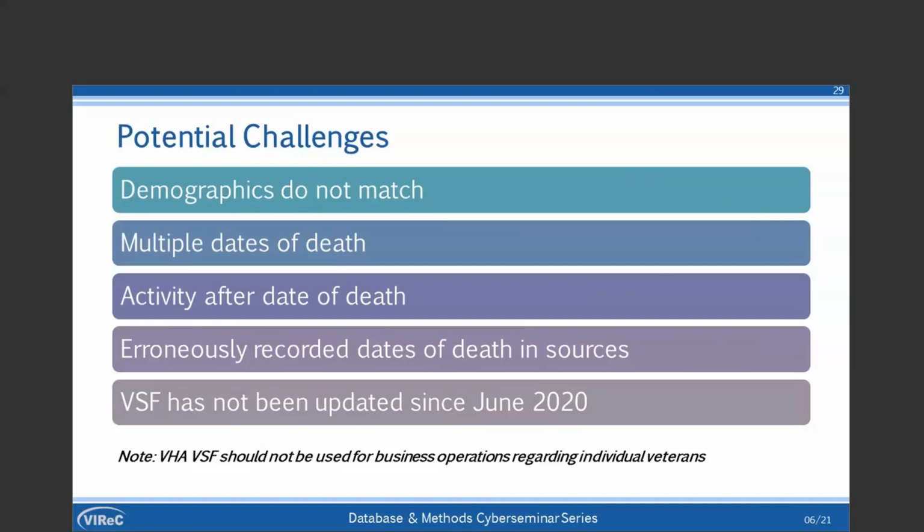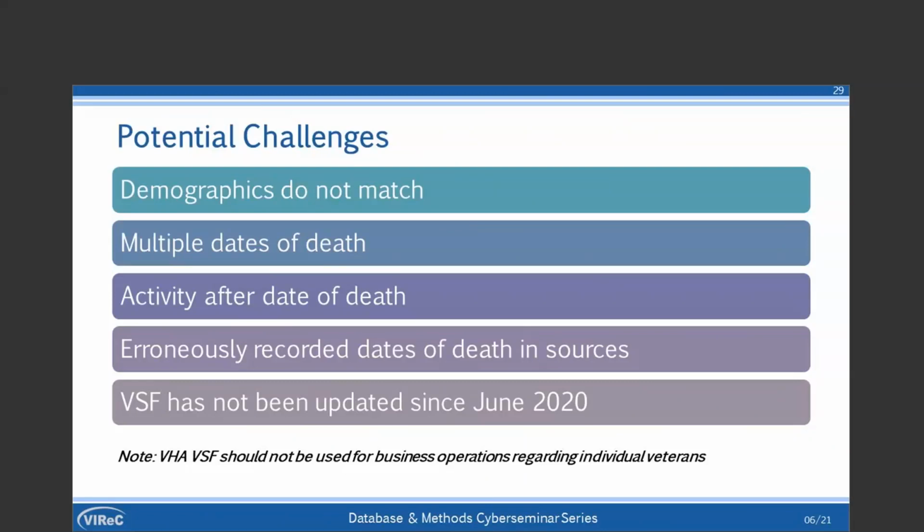There could have been other things that would explain why that's the case. However, if you find that there's an activity that's, say, more than a year after the date of death, then you might begin to wonder whether the match is indeed a correct one. And there, of course, there are erroneously recorded dates of death in these sources. And it is possible that somebody was mistakenly identified as being deceased when they actually weren't.